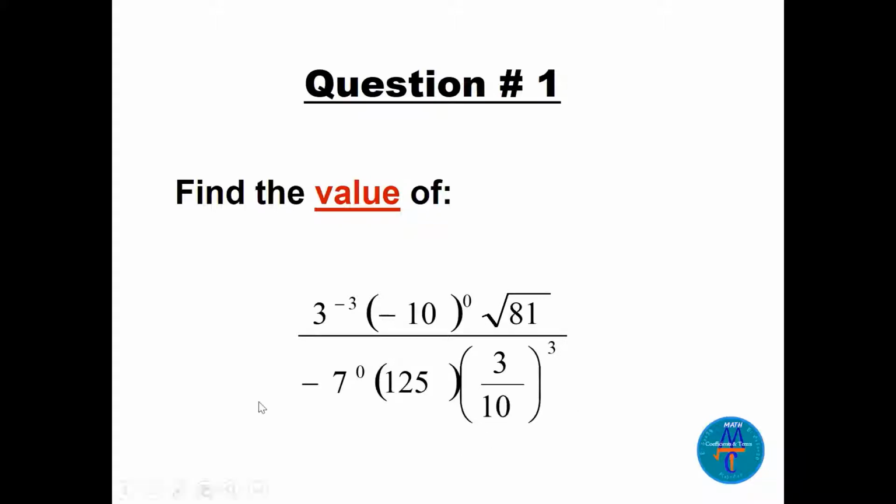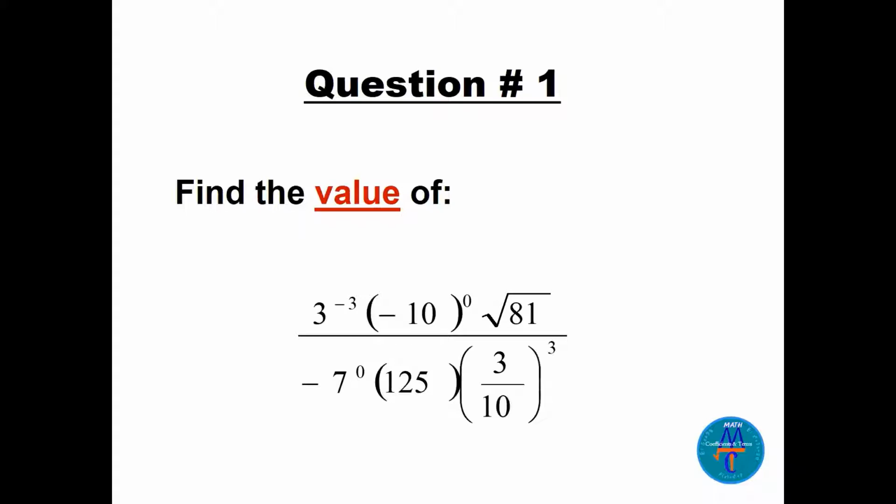See, I put here a nice question: 3 to the power minus 3, in the bracket minus 10 to the power 0, square root of 81 divided by minus 7 power 0, 125, 3 divided by 10, all cubed. Take a minute, please try it, and then you can check the next slide. I think now you have finished.